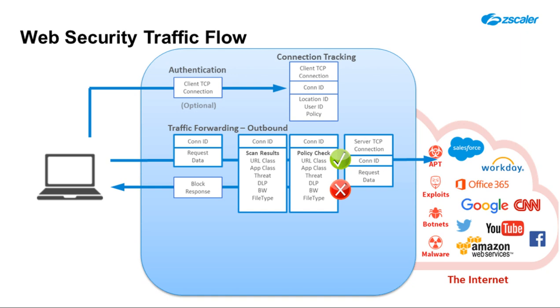If, for instance, you have a policy to block access to gambling sites and the connection is for a gambling site, we will block it right there and send a block response. We will not set anything up on the content server side because we are a true proxy and we provide connection isolation. We look at policy, and if policy doesn't allow it or if it's malicious, then nothing goes out.